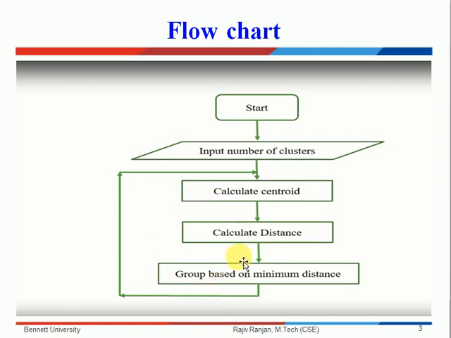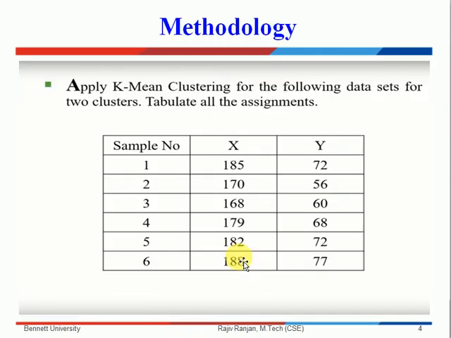So let's see generally what is the methodology of applying K-means clustering. Suppose we apply K-means clustering on the following data set for two clusters. So I have tabulated all the assignments here. This is the data set. Here I have taken 6 samples, right? This is very few samples just to understand, so there will be less complexity. So I have just taken 6 samples and their respective data, right?